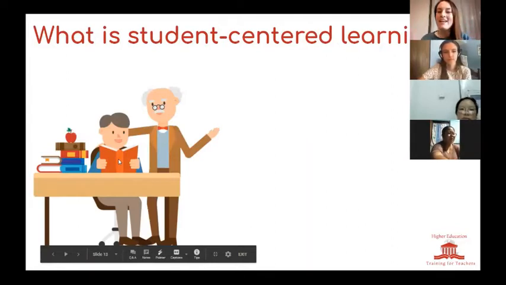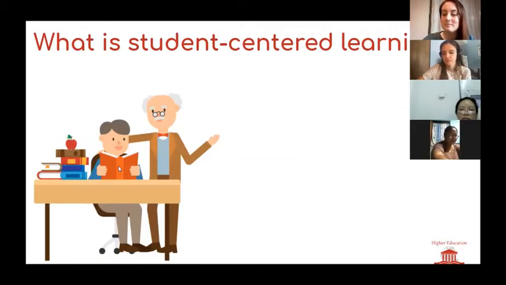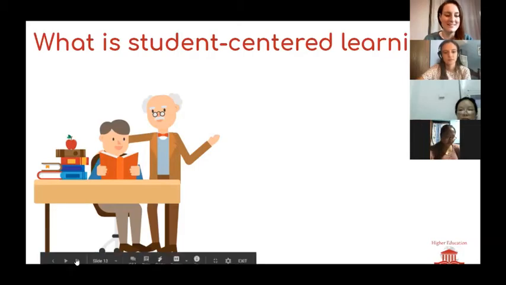Okay, what is student-centered learning? Students can actively participate in this. Yeah. They can develop critical thinking. Good, yeah. So the student is more actively participating. They're using critical thinking skills. I'll flip it.